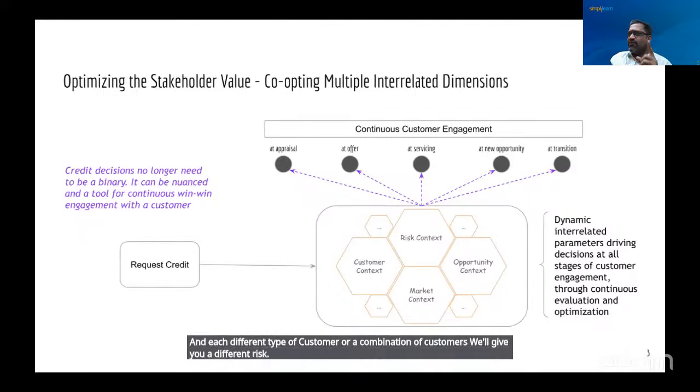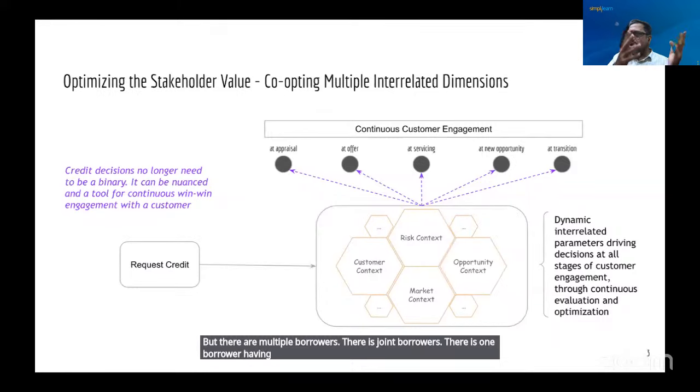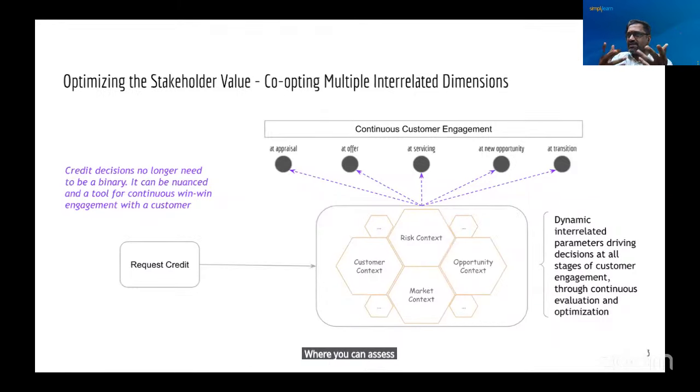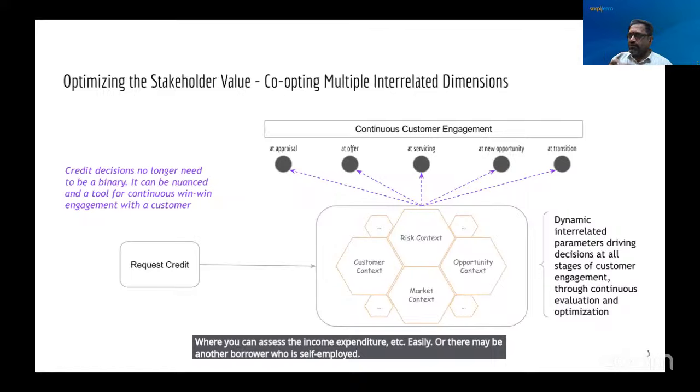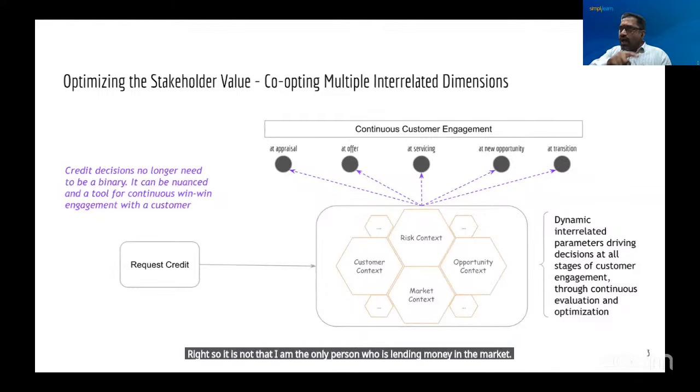Normally, if one person is taking the loan, it becomes easier to assess. But there are multiple borrowers. There are joint borrowers. There is one borrower having a regular job where you can assess the income, expenditure, etc. easily. Or there may be another borrower who is self-employed or a professional, where it is not easy to assess the risk. And in the given market scenario, there are multiple players who are lending money also, right? So it is not that I am the only person who is lending money in the market. So all these contexts come together and make this decision-making process multifaceted, okay?